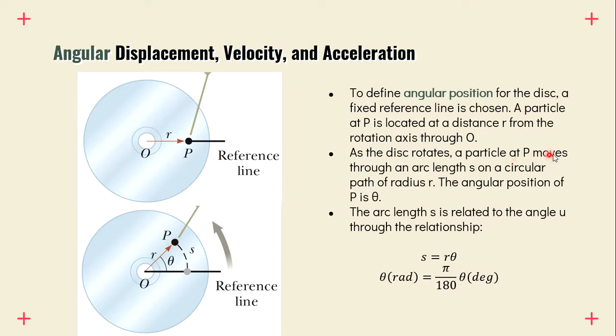This length S is the arc length on the circular path of radius r, which is the distance between the point O and point P. The angular position of P is theta. The arc length S is related to the angle theta through the relationship S equals r theta, in which theta is expressed in radians, which is equal to the angle in degrees multiplied by pi over 180.